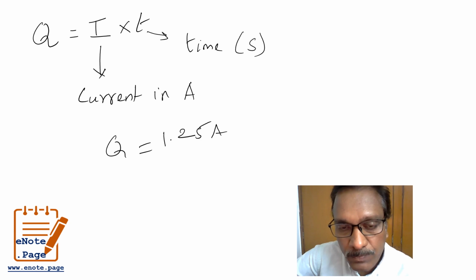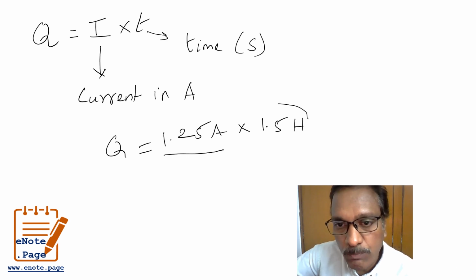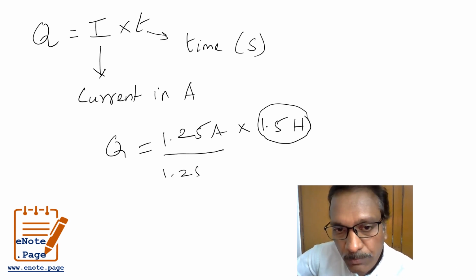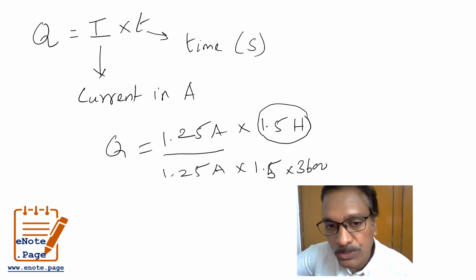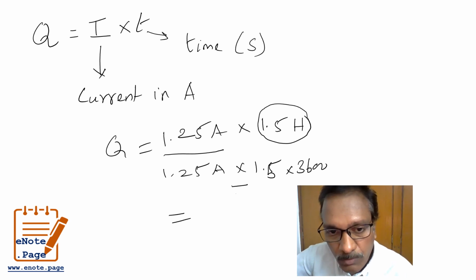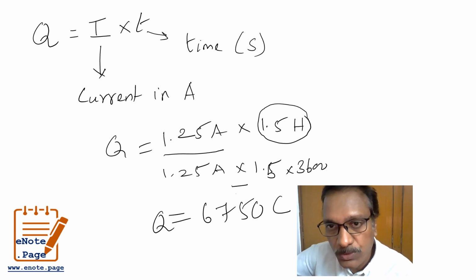1.25 ampere. The current is 1.25 ampere, and the time duration is given as 1.5 hours. So we have to convert this 1.5 hours into seconds. So 1.25 amp into 1.5, the conversion factor is 3600 to convert hour into seconds. So finally, if you are solving this equation, now the value of Q, the ultimate answer is 6750 coulombs. So I into T, that is I in ampere, and T in seconds.